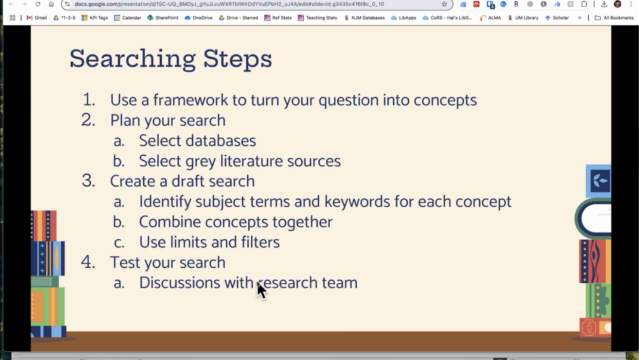And this can happen through discussions with the rest of your team as well. What's also helpful to test your search is if you have what are called seed articles. These are articles that you know are on your topic, that you know you want your search to find. You can test your search once it's done to make sure it finds those specific articles. So that's often a part of the process.